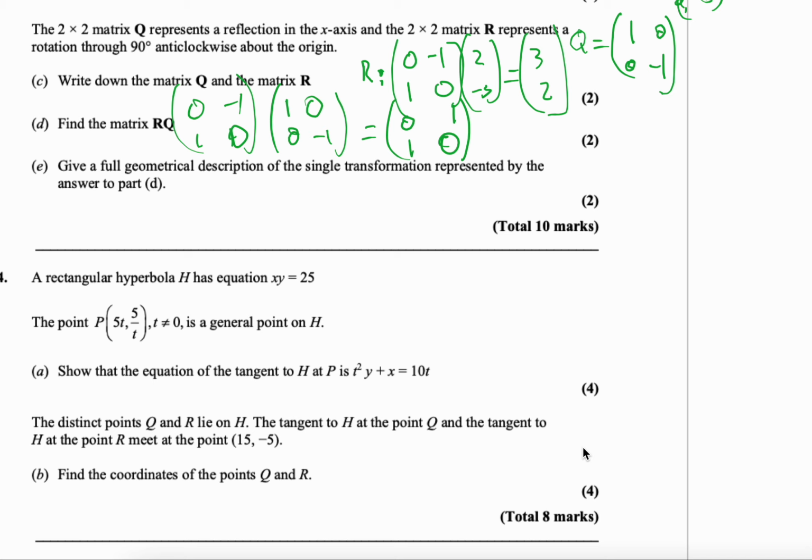Okay, so what does the new matrix 0, 1, 1, 0 do? Full description. It becomes a reflection in the line y equals x. Very good. Y equals x.